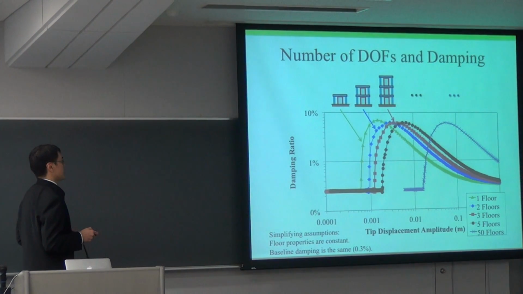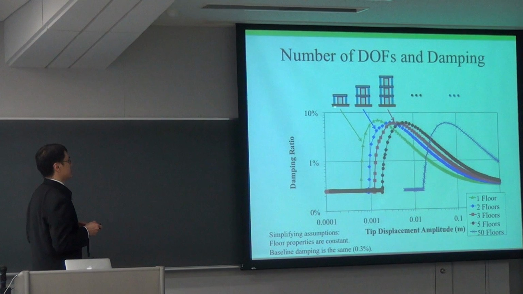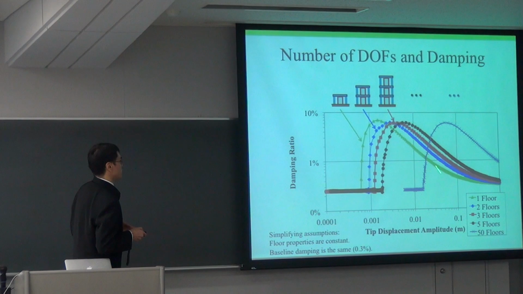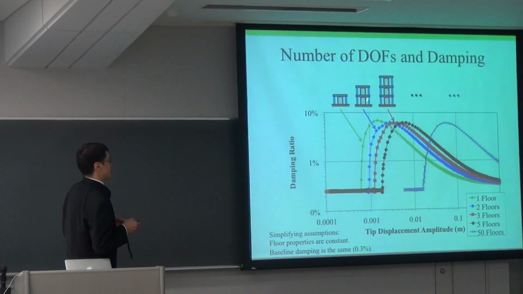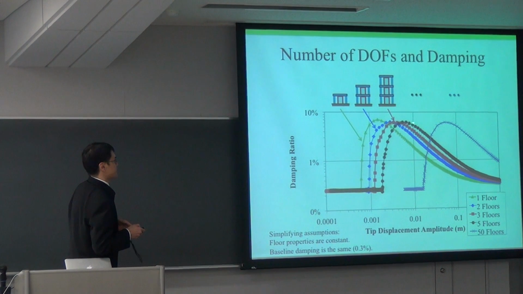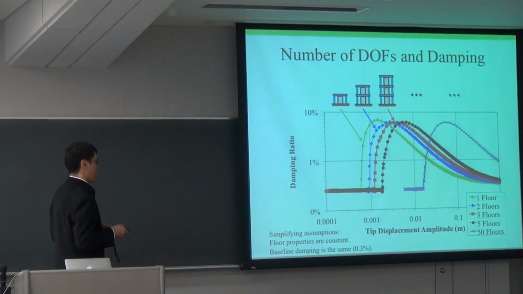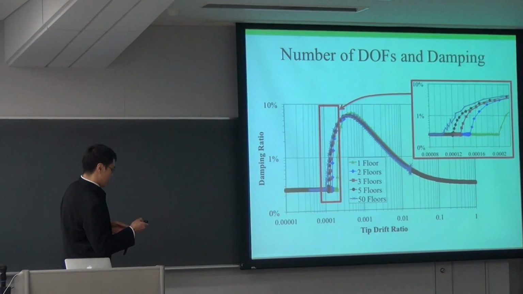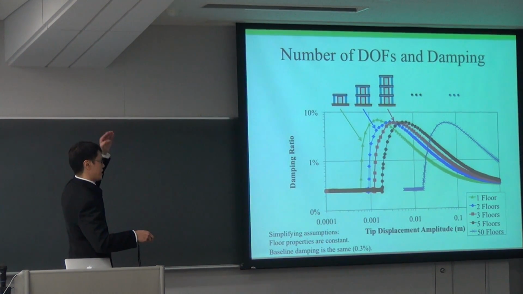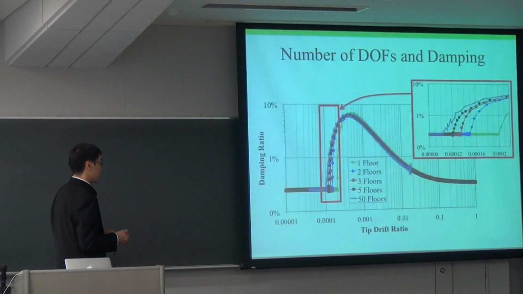And in fact, I studied, let's say, a 1-story building, 2-story, 3-story, 5-story, and then I just jumped to a 50-story building, where for each floor I have one stick-slip component. And here you can see the shapes are very similar. The maximum damping is within 10% of each other. But in fact, these same plots, plotted against tip displacement at the top of the building.